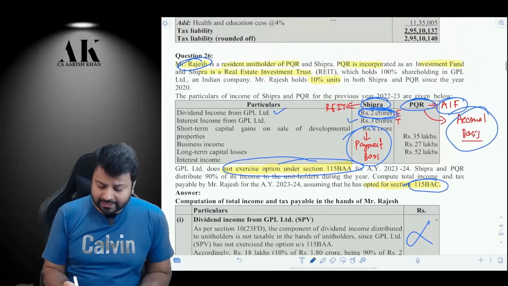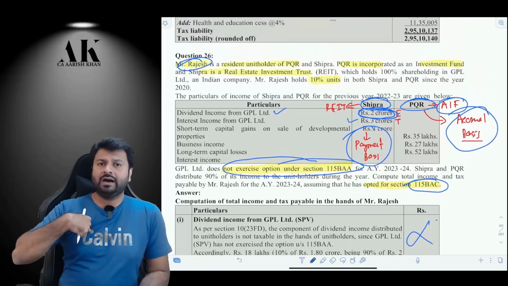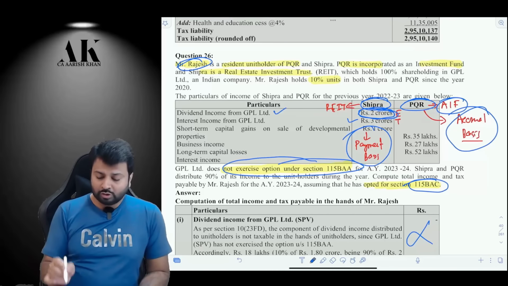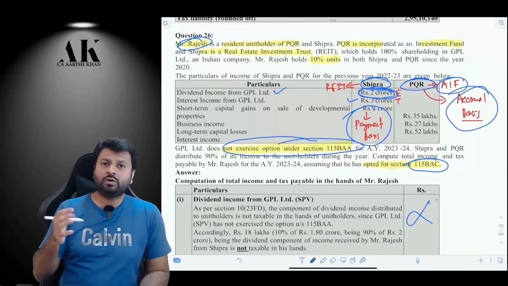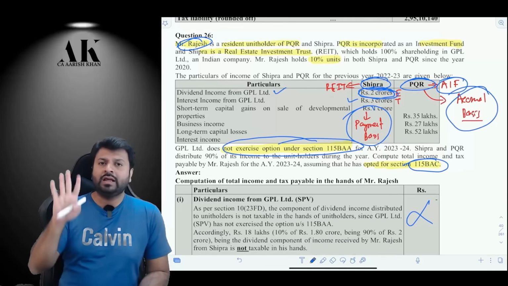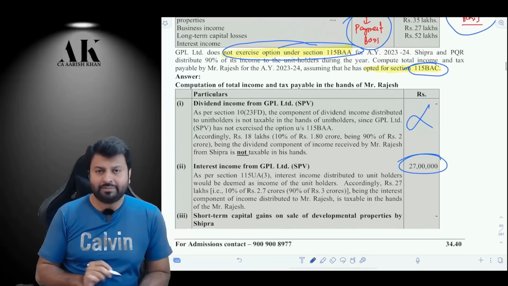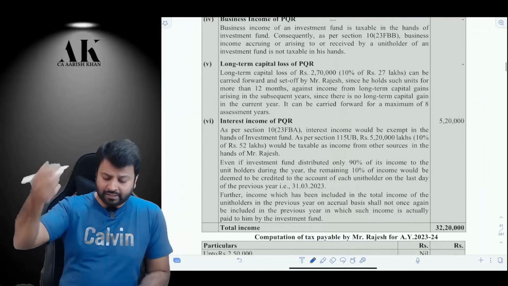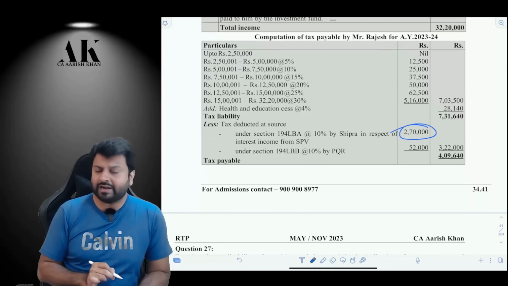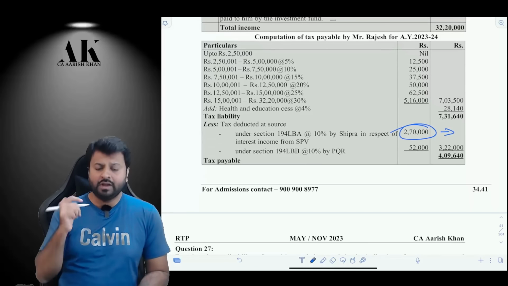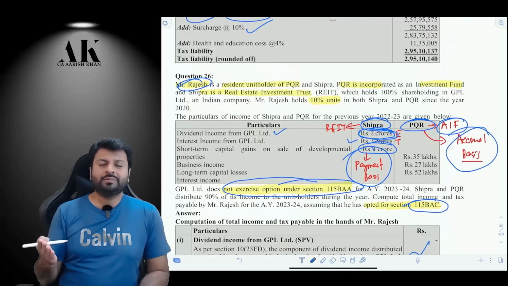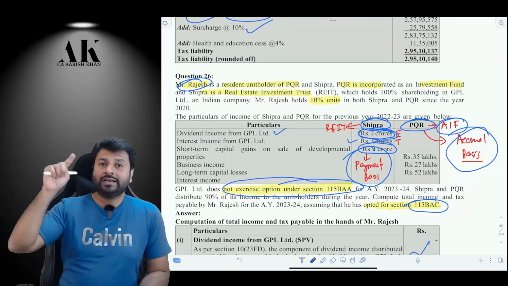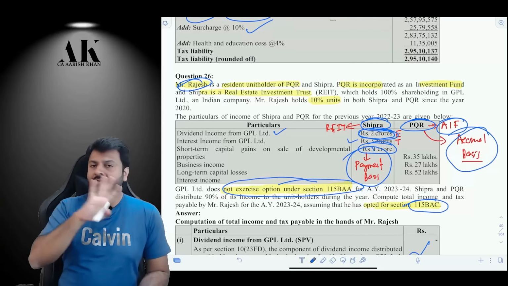Okay. Next, interest income. The investor will be liable to tax on how much amount? Total interest is 3 crore, out of which 90% is distributed, that is 2.7 crore. Out of that, I am only a 10% shareholder. Therefore, only 27 lakhs will be taxable in my hand. Then the REIT will also deduct TDS at the rate of 10% on that under 194LBA, and therefore I will get the credit of 2,70,000. Okay. Next, what about the short-term capital gains? On short-term capital gains on sale of development properties, the REIT will pay tax at maximum marginal rate. The investor is not liable to pay tax.